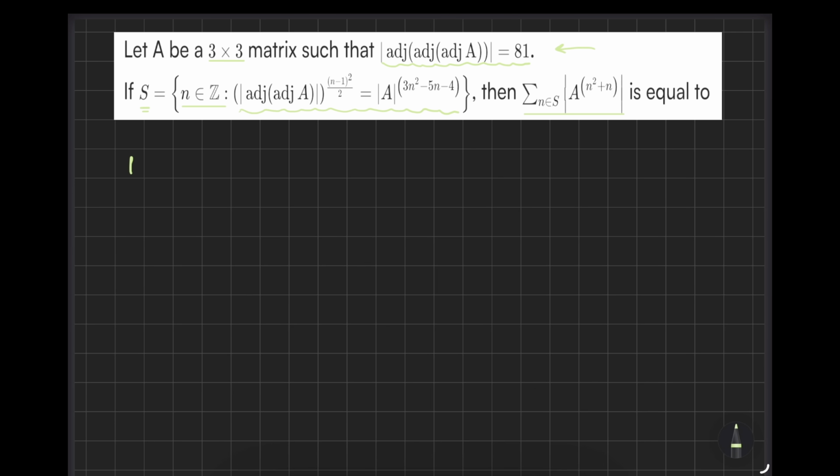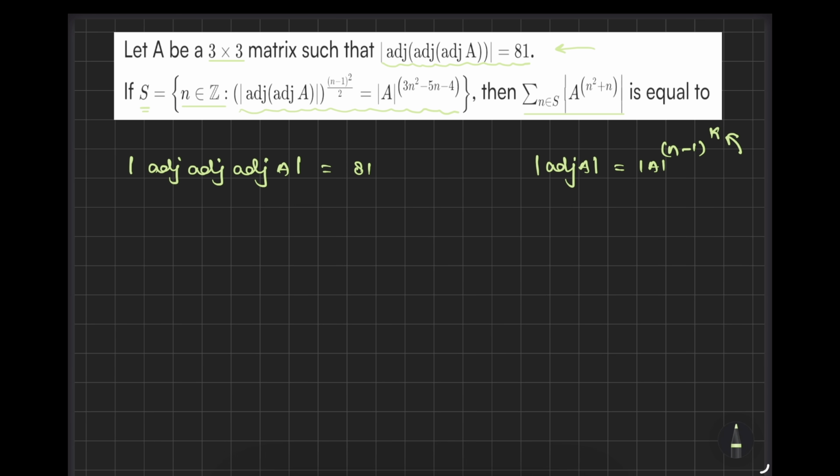So we have adjoint adjoint A equals 81. Now you know that determinant of adjoint of A can be written as determinant of A to the power (n minus 1) to the power k. For this situation, the number of adjoints is 1, so this k becomes 1. But here if you observe, it is 3, so k will become 3.